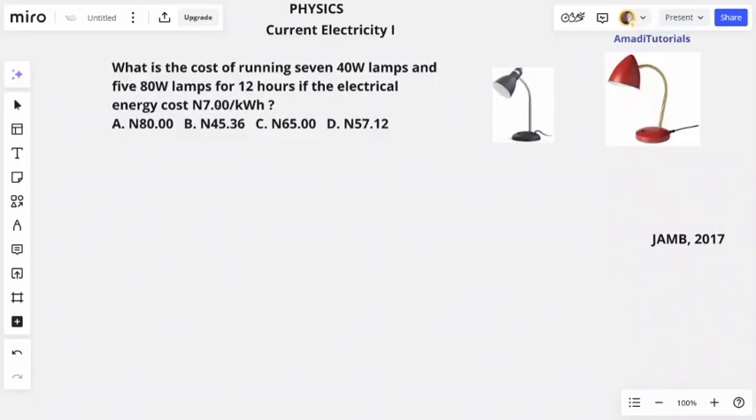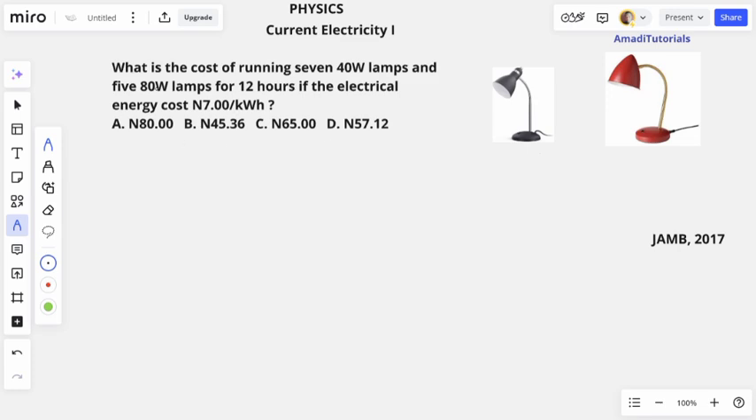In order to understand the concept of electrical energy and its cost, how it's being calculated, we're going to look at this question to help us understand it better. The question says, what is the cost of running 7 40 watt lamps and 5 80 watt lamps for 12 hours if the electrical energy costs 7 naira per kilowatt hour? This naira is a Nigerian currency. We can also have cedis, rupee, dollar, and the rest, and yuan. So this is naira for Nigeria.